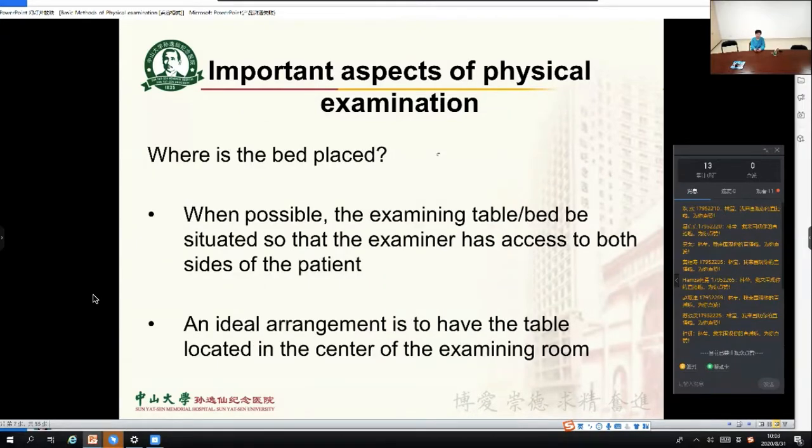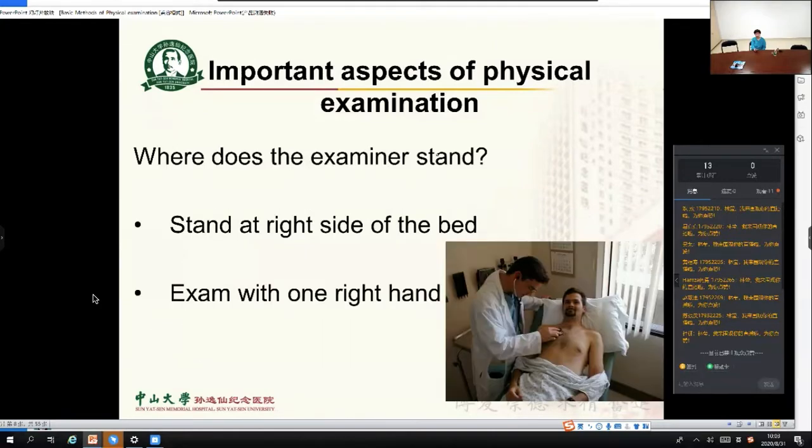And in your examination room, where is the bed placed? When possible, the examining table should be situated so that the examiner has access to both sides of the patient. An ideal arrangement is to have the table located in the center of the examining room, like this. So you can access both sides. So where does the examiner stand? The examiner should stand at the right side of the bed. Examine with the right hand.